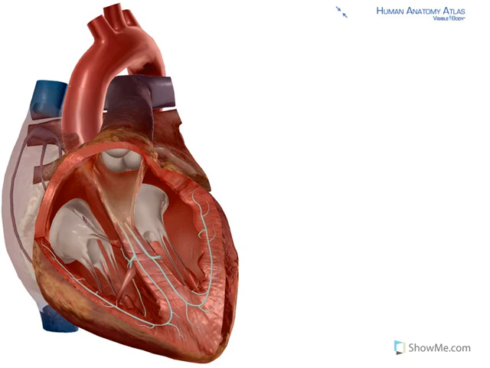So this mini tutorial is going to cover the electrical activity of the heart, and we're going to look at where in the heart this electrical activity is generated and where it passes to during the cardiac cycle.